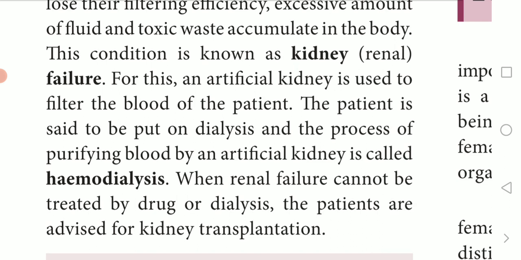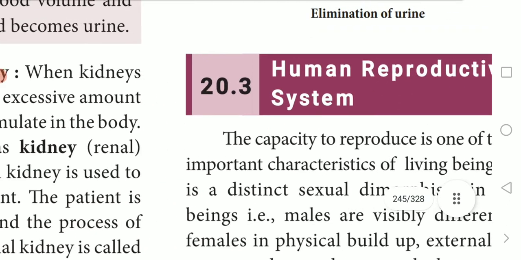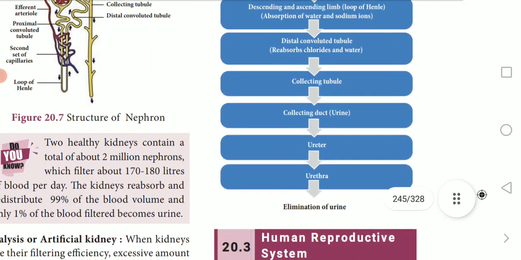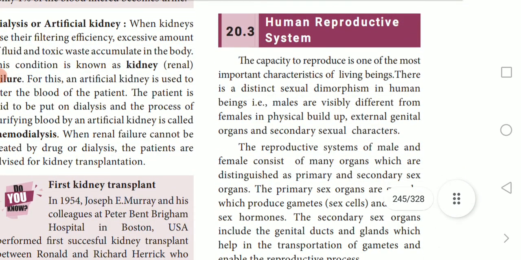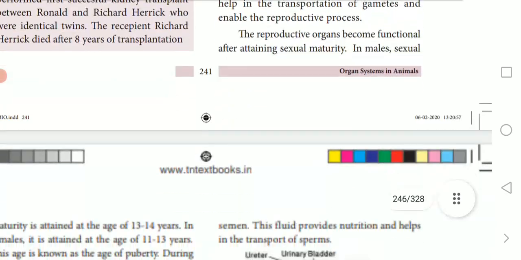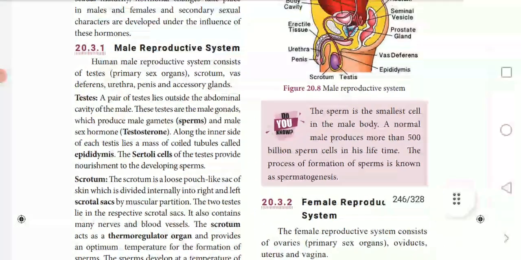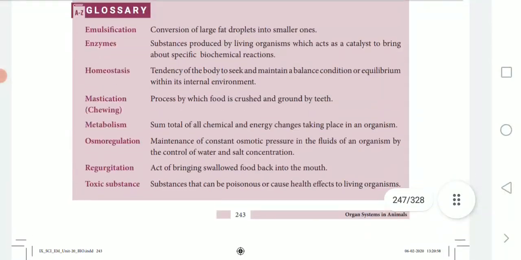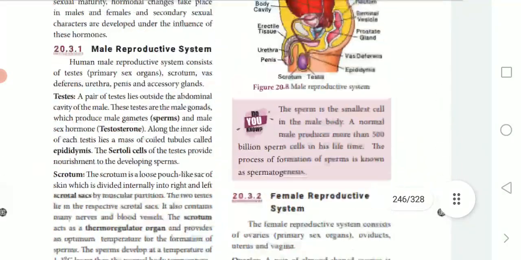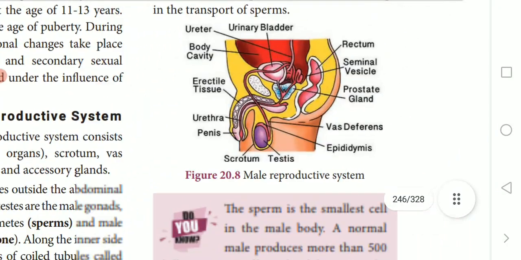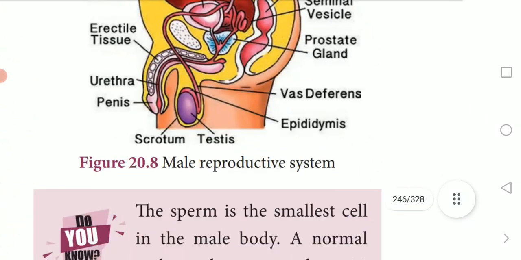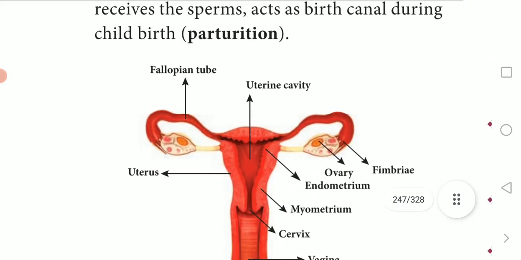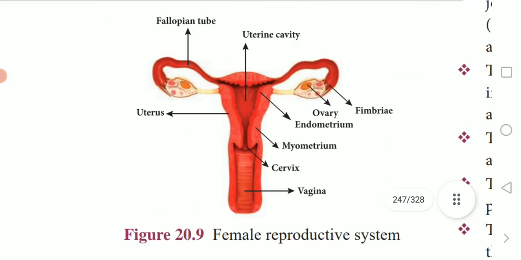Then dialysis, the artificial kidney. When the kidneys fail, the artificial machine we call dialysis, or artificial kidney, is used. When kidneys lose their filtering efficiency, an excessive amount of fluid and toxic substances accumulate in the body. This condition is known as kidney failure. In this case, an artificial kidney is used to filter the patient's blood. The patient is put on dialysis, and the process of purifying the blood by an artificial kidney is called hemodialysis. This is very important; you can go through the urine elimination process.